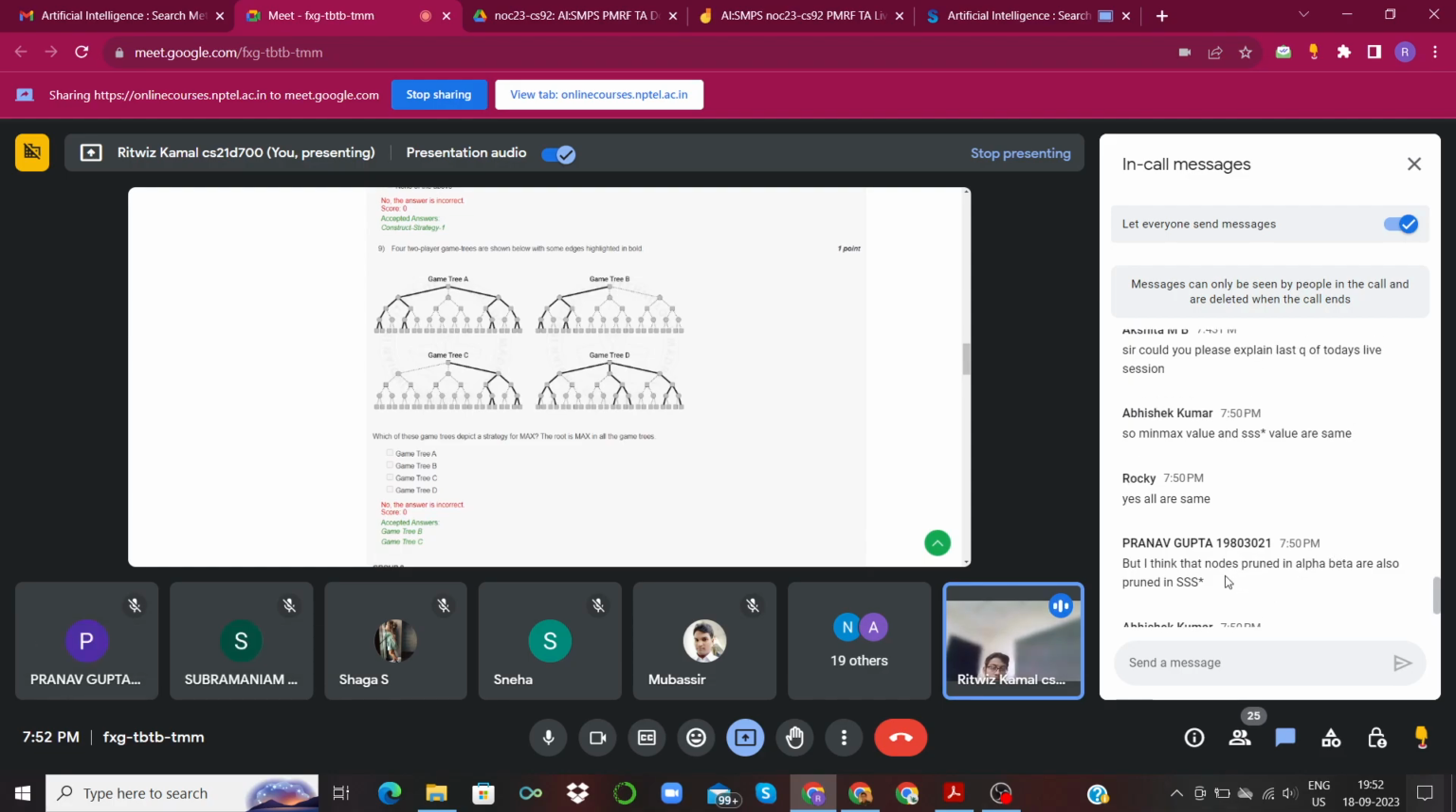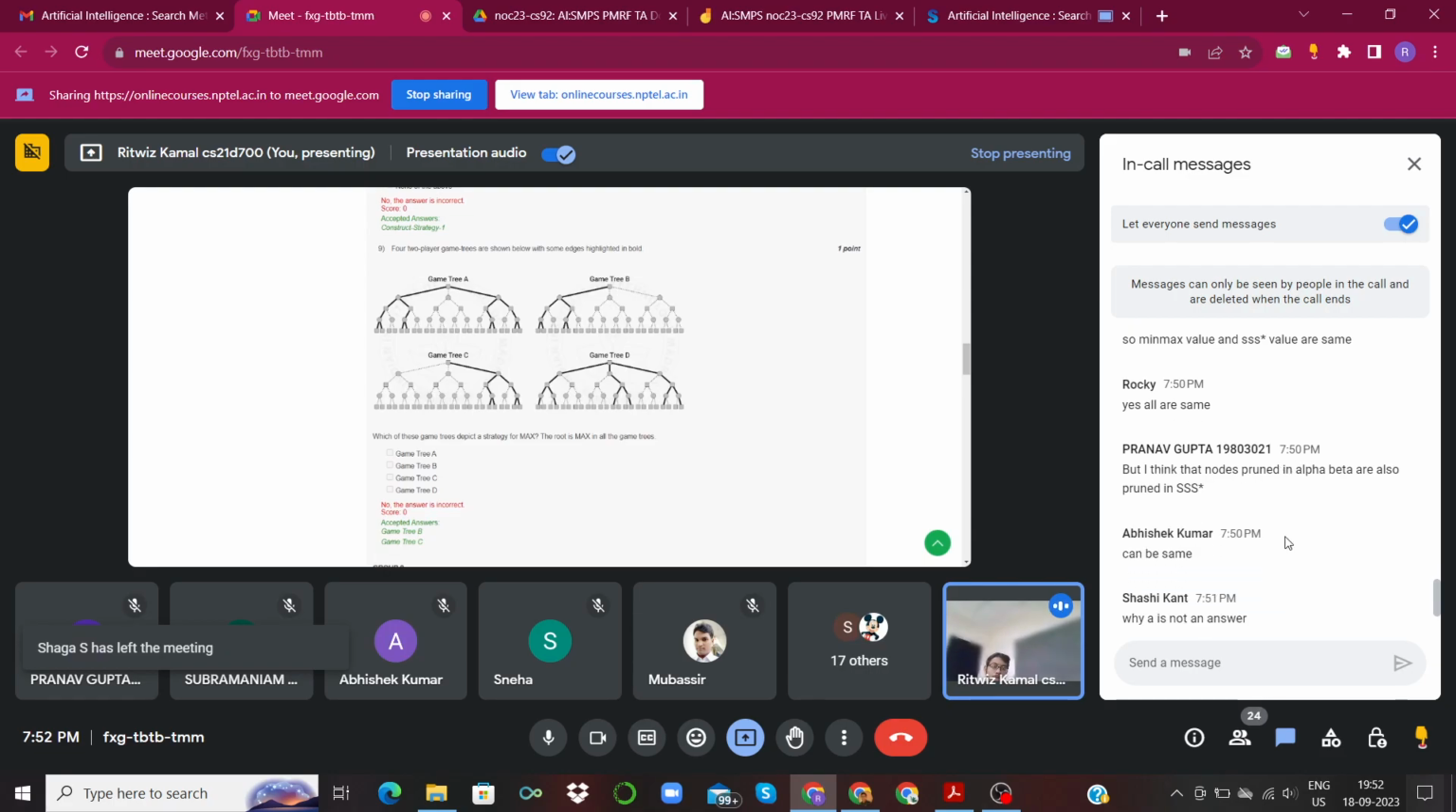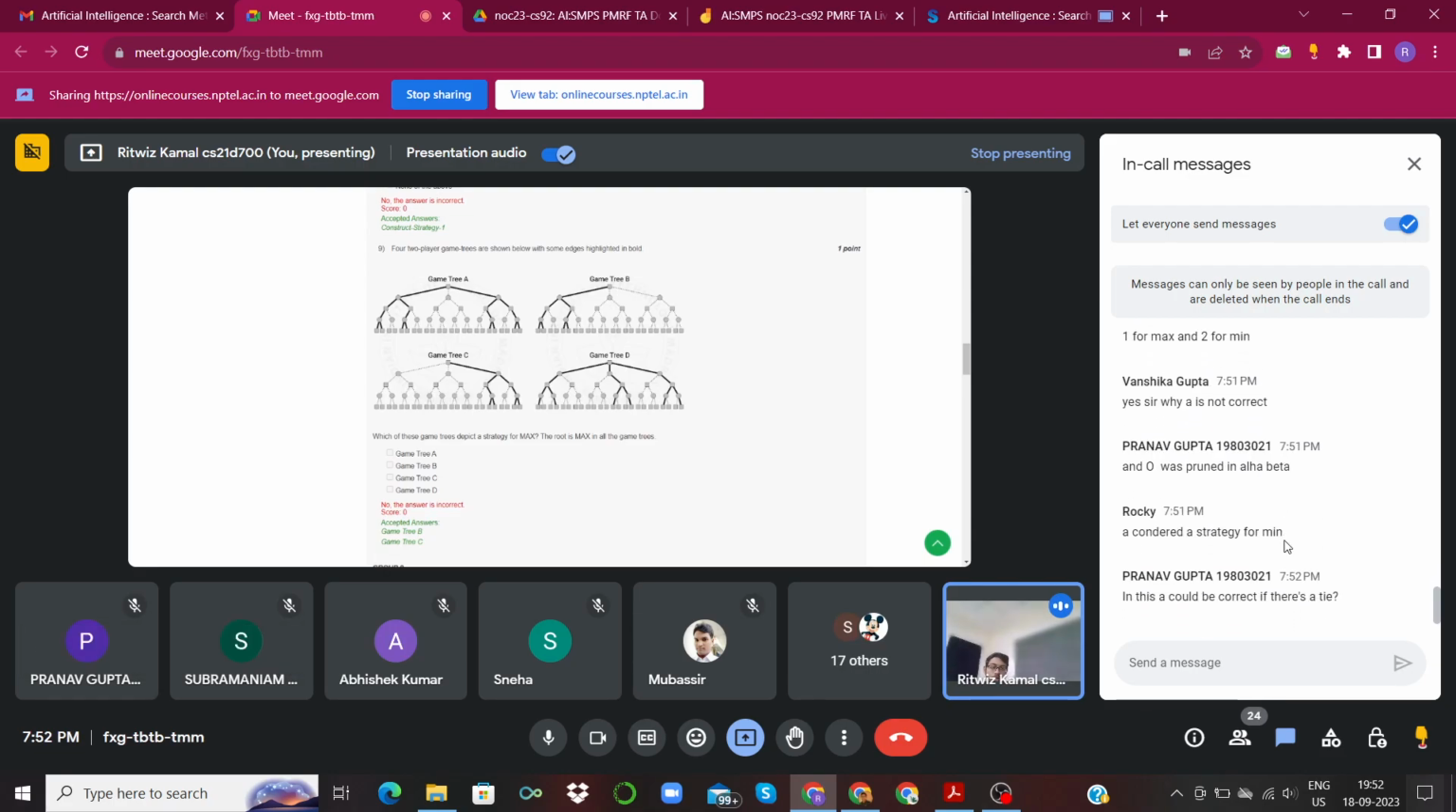Pranav says that the nodes pruned in alpha beta are also pruned in SSS star. So maybe that is why O is pruned off and not considered. In that case, the solution is correct. Thanks for pointing that out, Pranav. And others can also verify it once.